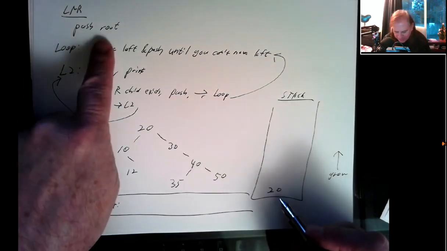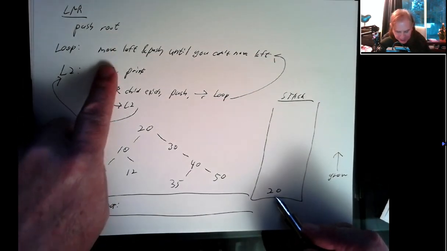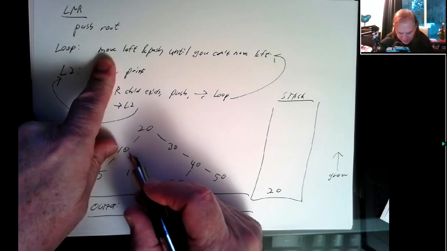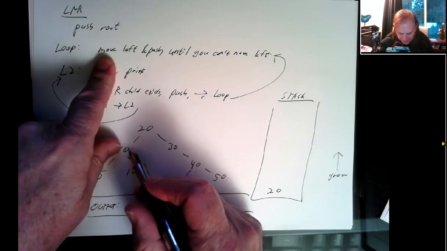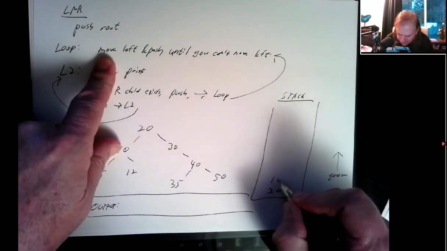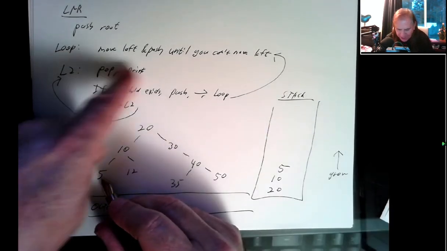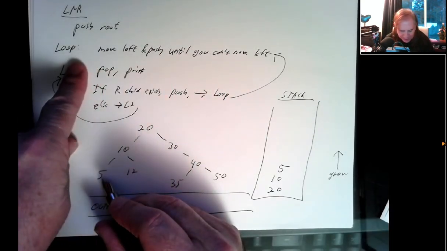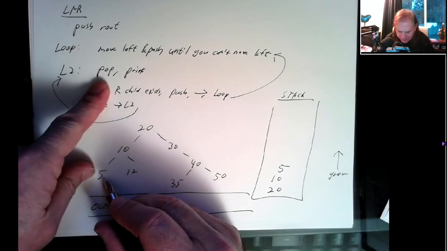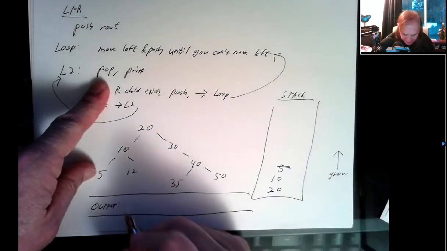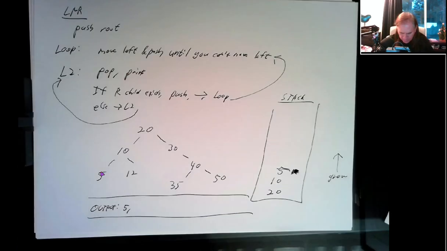So we start off, we push the root onto the stack. Now we get to loop, and it says move left and push. So we're going to go to the left. There's a 10, we'll push that. We'll move left, there's a 5, we'll push that, until you can't move left any further, so we're stuck. So now we say pop the top of the stack. So we pop off the 5 and we print it.